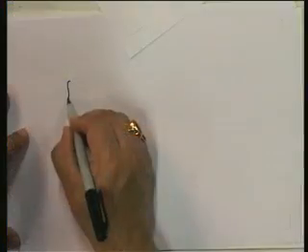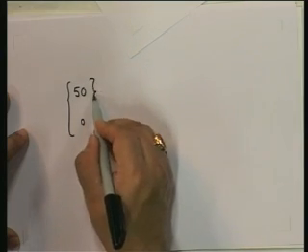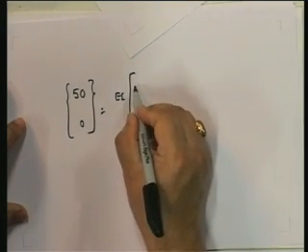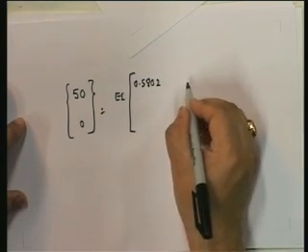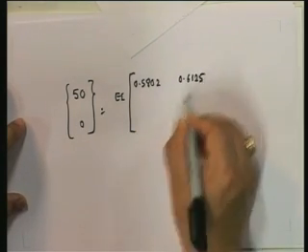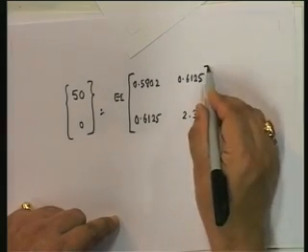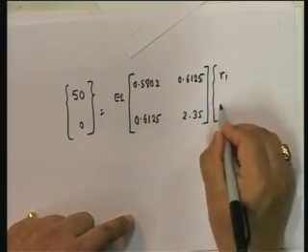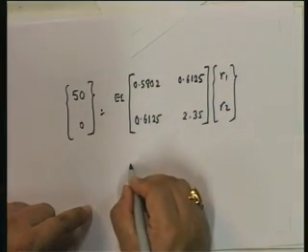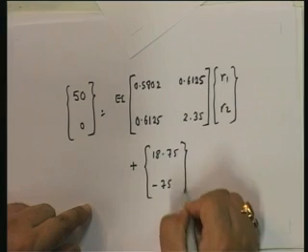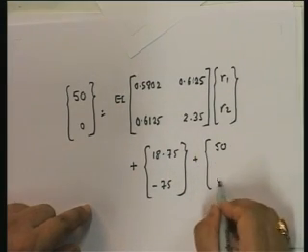Ultimately, when I put it all together, I have R, which is 50, 0, equal to K, where K is EI into 0.5802, 0.6125, 0.6125, and 2.35, into R1, R2, plus 18.75 minus 75 plus 50, 0.